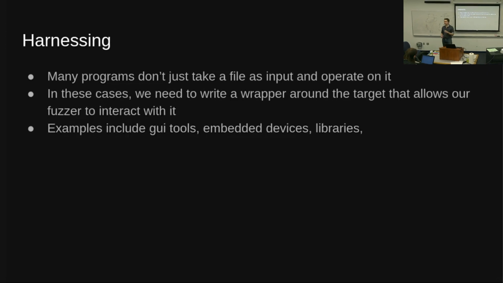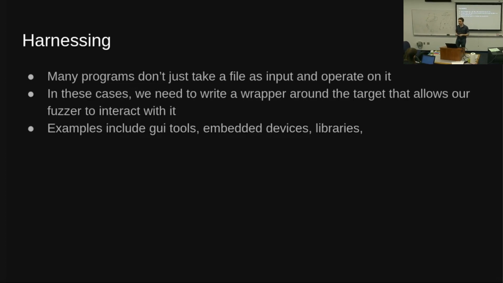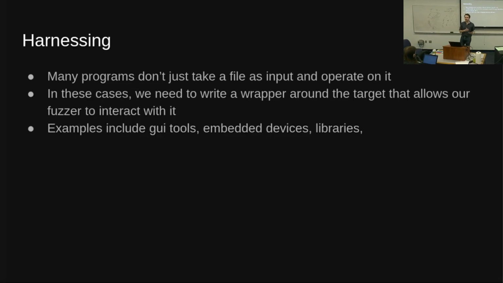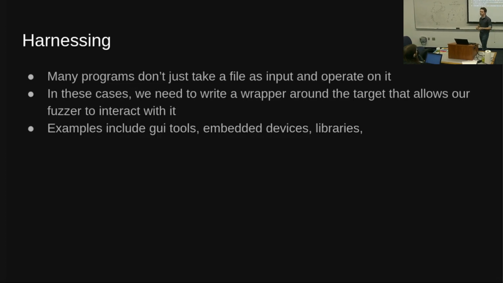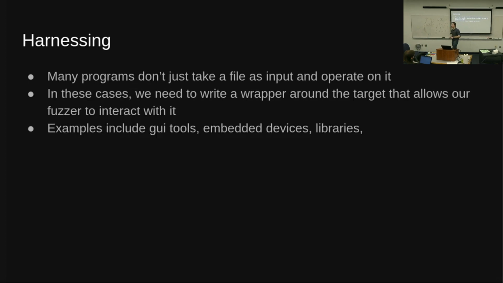So let's get to harnessing. This is what you're going to be doing for project 5 challenge 3. A lot of targets, like the simple ones we've talked about so far, such as objdump and image parsers, just take a file and parse it. So running your fuzzer is very easy. You just run your target through the fuzzer, and the fuzzer provides the file. But there are a lot of targets that aren't that easy to fuzz. For example, something that takes network protocols. You can't just give it a file and expect it to work. You need to send it the network protocol somehow. So this is where harnessing comes in.